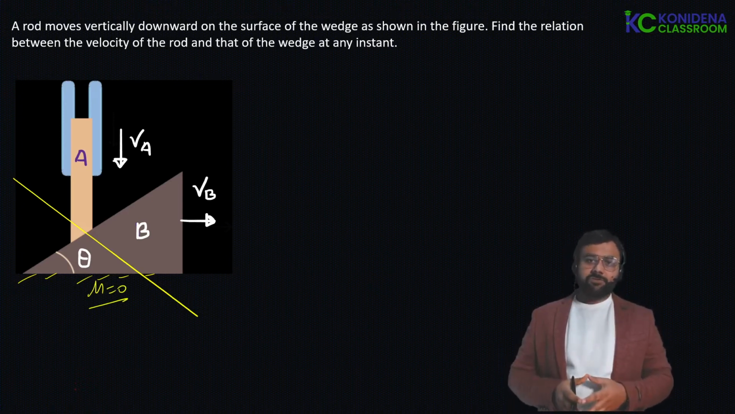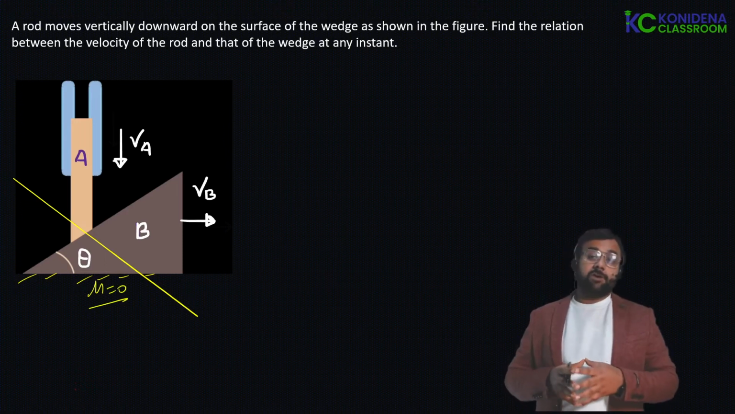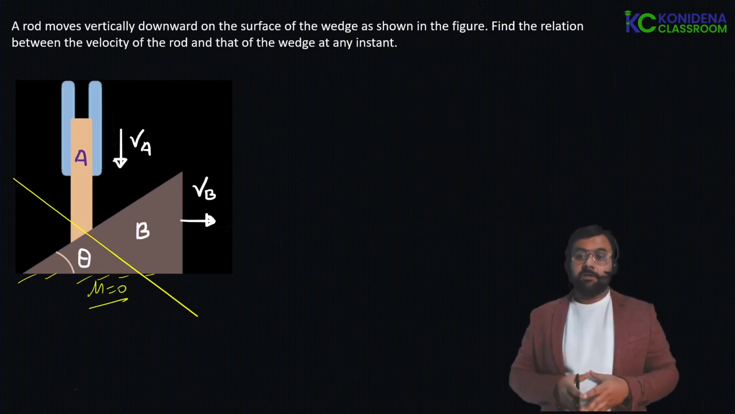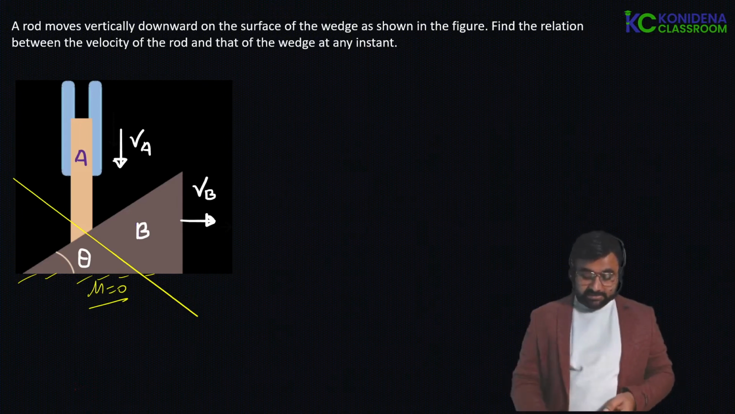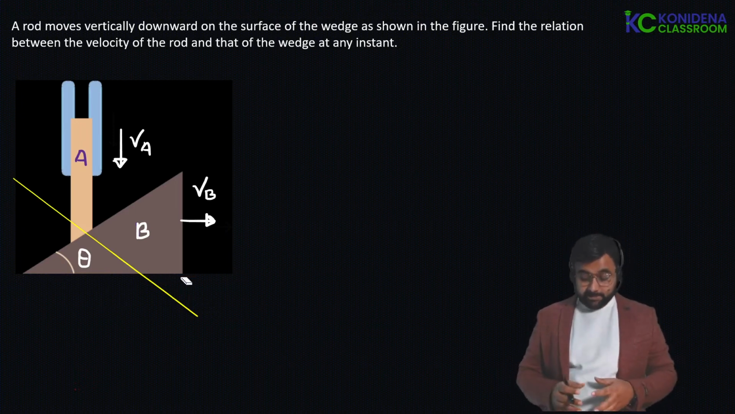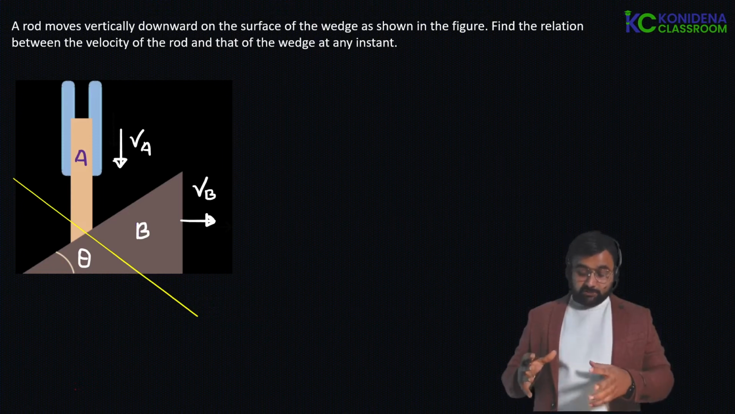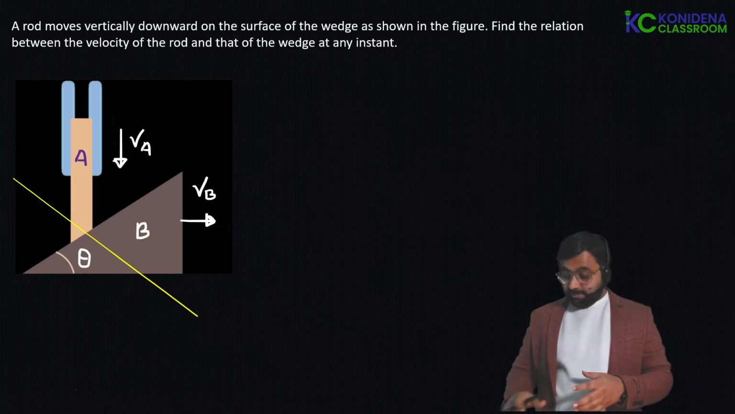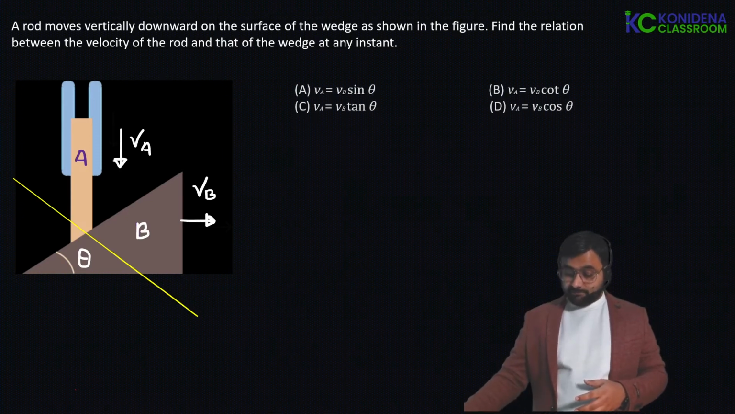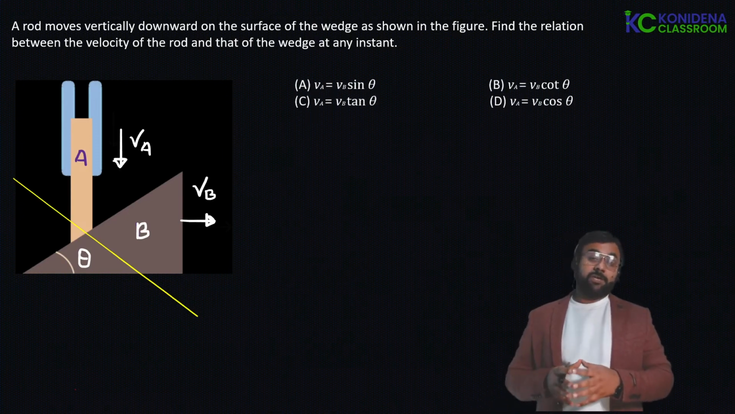The wedge is going back and the rod is coming down. So we have to establish a relation between the velocity of the rod and the velocity of the wedge. As I told you, the concept says the velocity of the rod and the wedge along this perpendicular line has to be same. We have some options in the question also. From these options we have to choose the correct option.